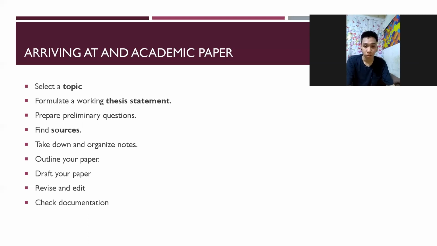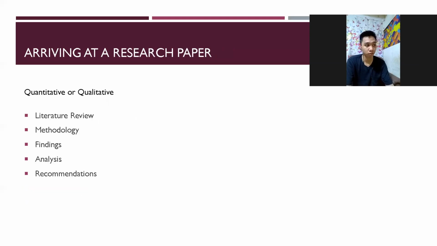Take down and organize notes. Outline your paper. Outline your paper to organize your ideas, because it is the flow of the research paper. It's the flow of the paper. Next is draft your paper, revise and edit, and check documentation. Check documentation is, again, where you cite all the citations and referencing.